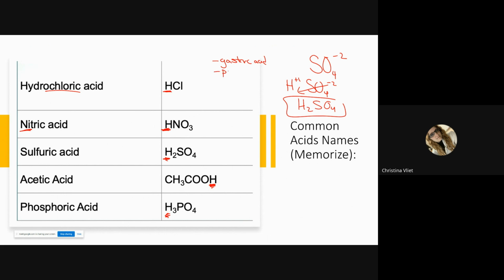It's also used as pool cleaner. It has a name called muriatic acid if you buy it as pool cleaner.